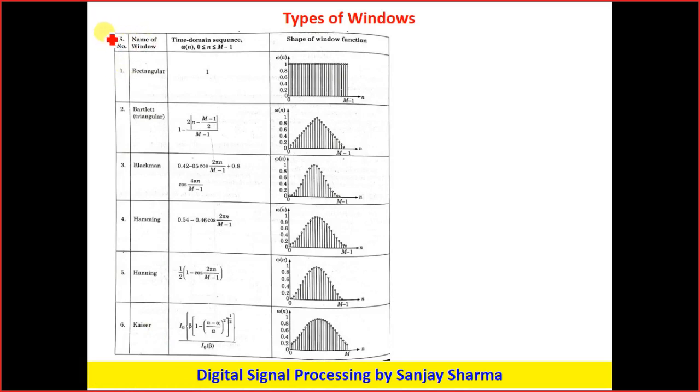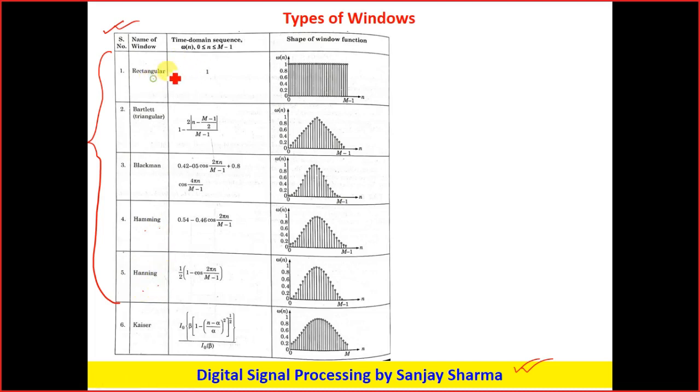This chart is a very good and concise chart, and I have got this chart from Digital Signal Processing by Sanjay Sharma. There are various types of windows. The most important types include the rectangular window, Bartlett window, which is also called the triangular window, Blackman window, Hamming window, and Hanning window.